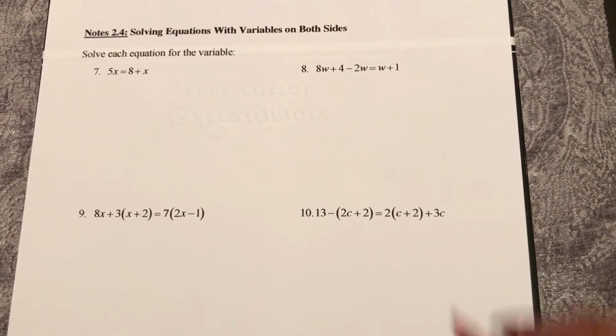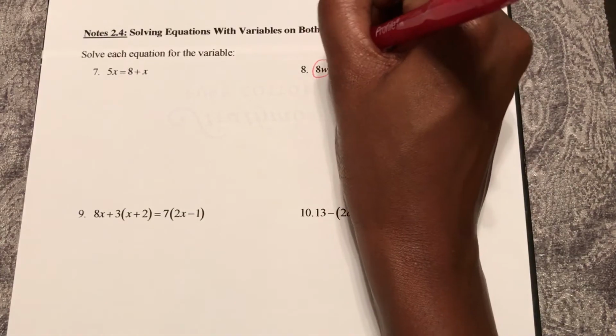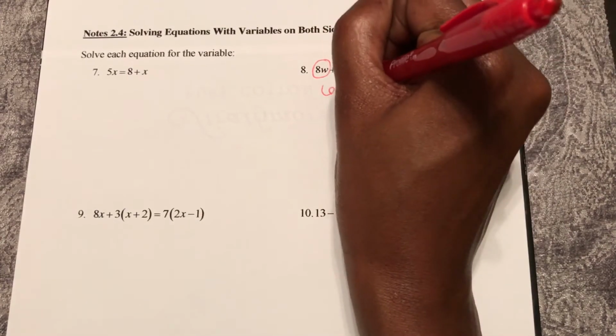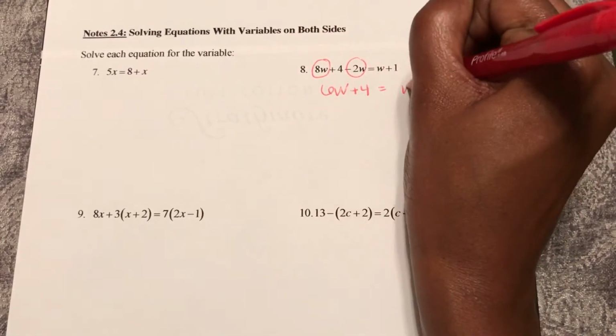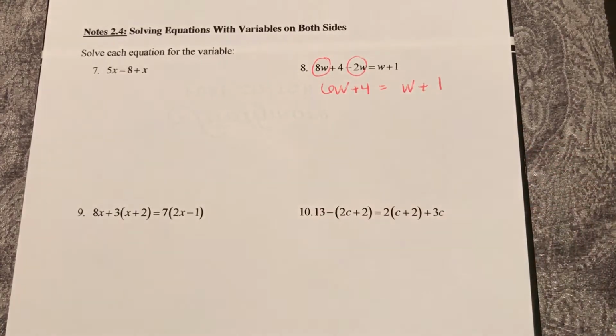So once again, here in 8, I have variables on both sides. These expressions on both sides of the equation I need to simplify first. Combining like terms on number 8, 8w minus 2w is 6w plus 4 equals w plus 1. Now remember, a good rule of thumb to follow is to move all your variables to the left, but it's not required. I'm going to go ahead and follow that pattern for now, but we'll see. If you don't, you'll still get the same answer.